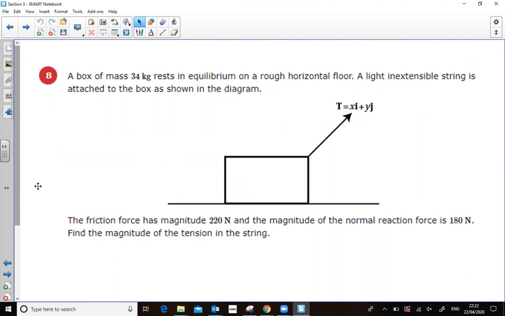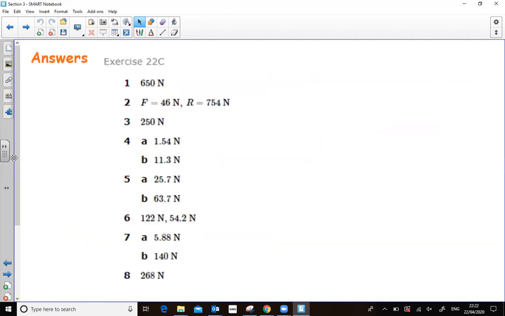And when you do question 8, just be careful that the tension is in vector form. So you have to consider all your forces in the vertical and the horizontal direction separately here. And here are the answers to the exercise.